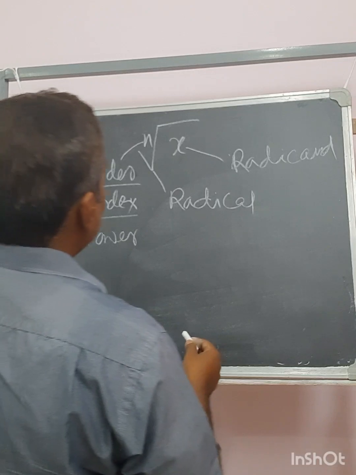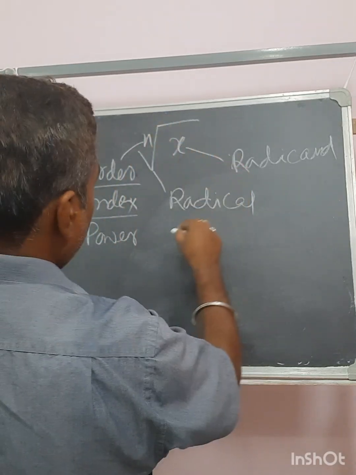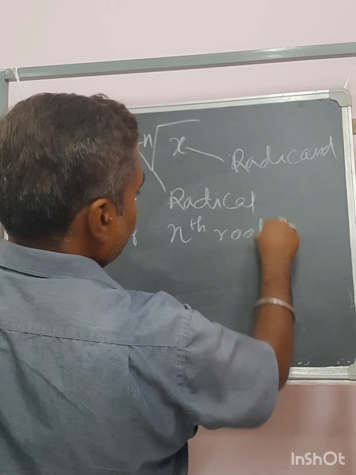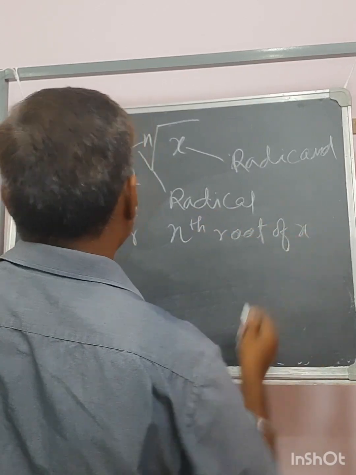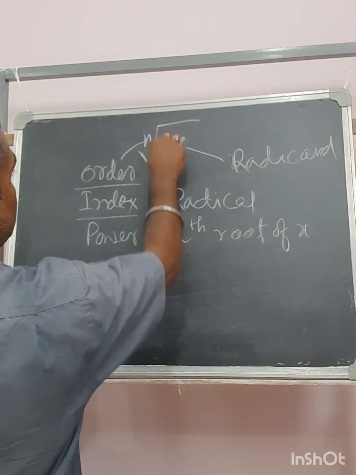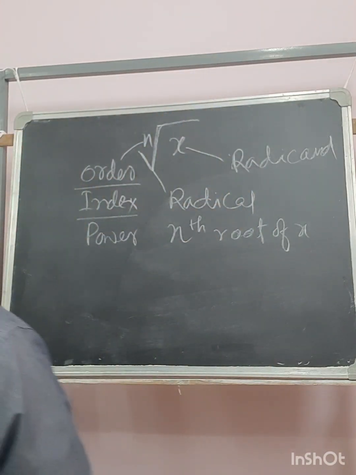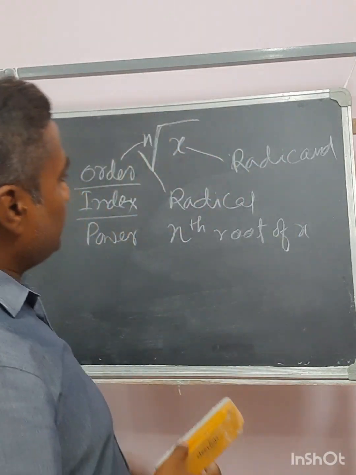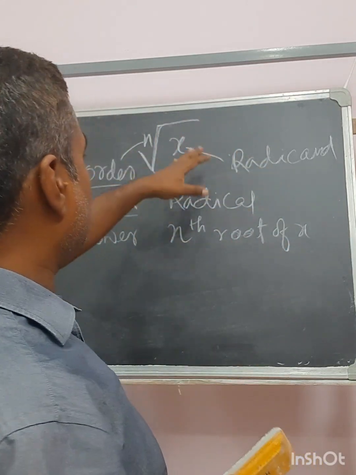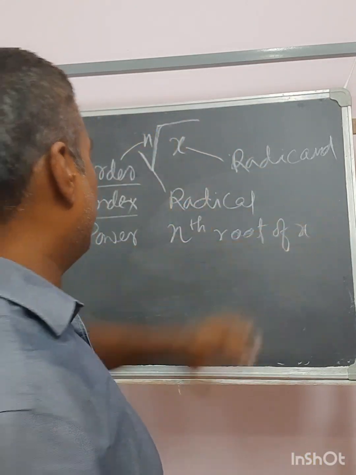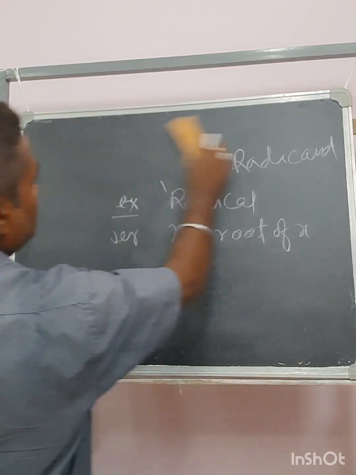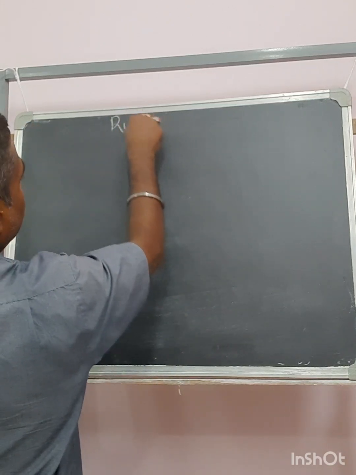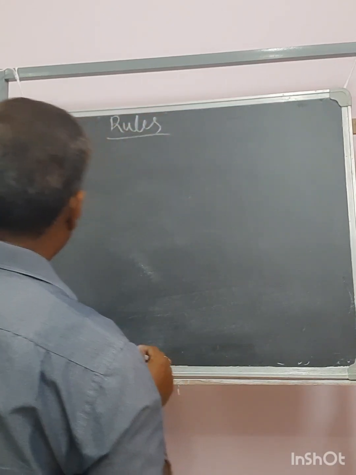But okay, the basic representation is the nth root of x, where x is an integer. This symbol is called the radical. So in other terms, or in general terms, we say the nth root of x. So this is the basic representation. Now I will start with the rules, some basic rules which will help you to solve problems.